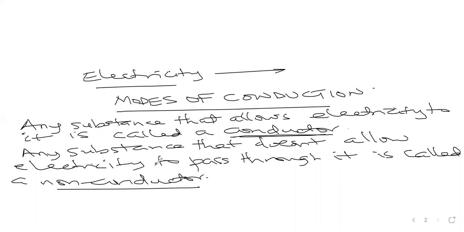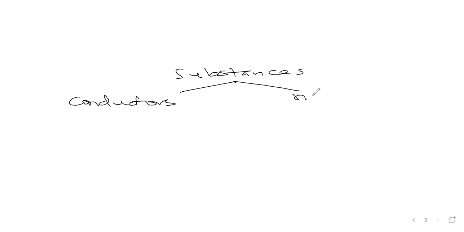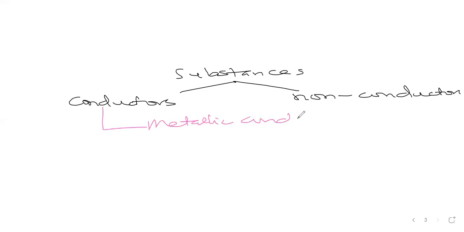So such substances that do not allow electricity to pass through them are what we call non-conductors. All right. Now, we have divided our substances into two: conductors, and non-conductors. Now, these conductors can also be divided into two types. They are what we call metallic conductors and non-metallic conductors.